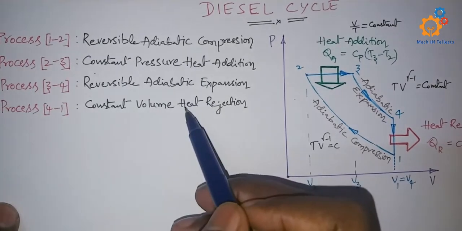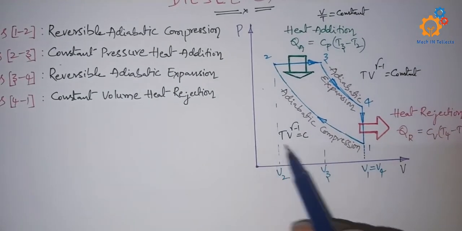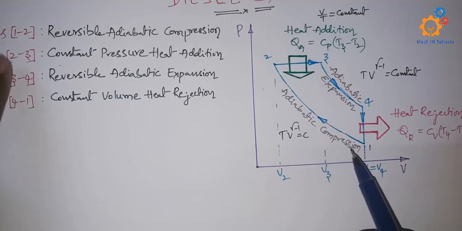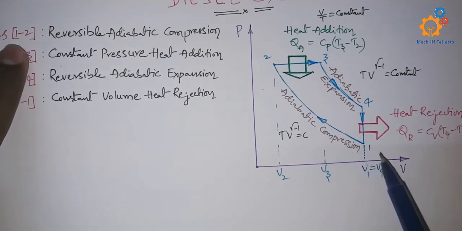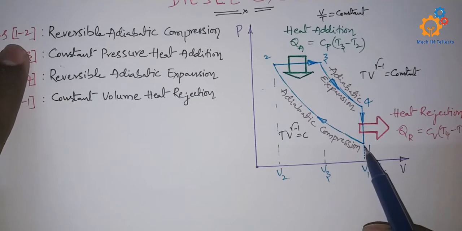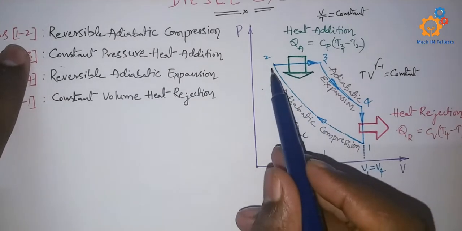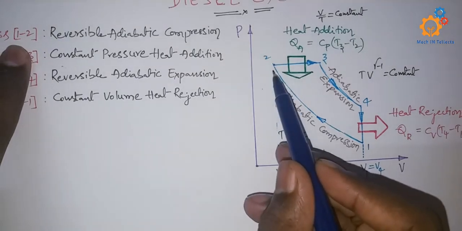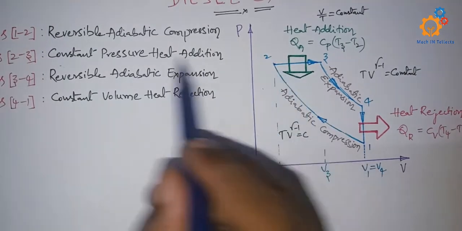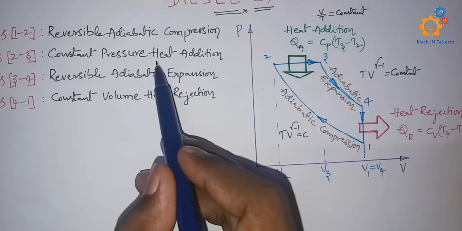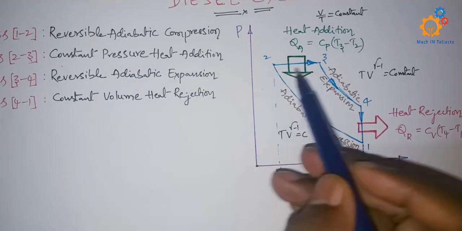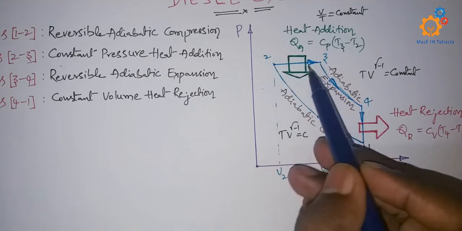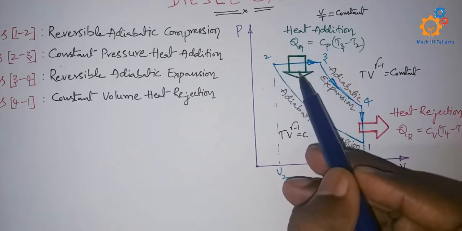The same four processes can be seen in the PV diagram also, right? See, process 1 to 2 is reversible adiabatic compression. In the compression process, we know that volume decreases and pressure increases. Then 2 to 3 is constant pressure heat addition. Constant pressure is a horizontal line, and in this process heat is added to the cycle.